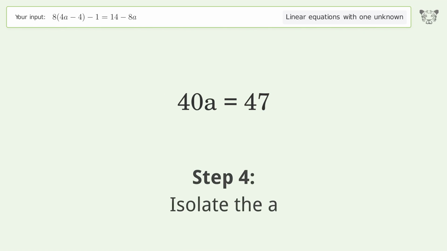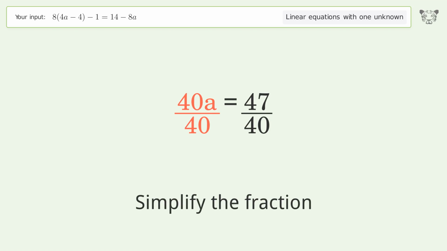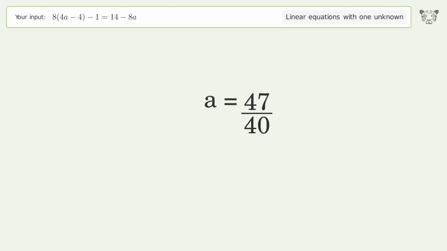Isolate the a. Divide both sides by 40. Simplify the fraction. And so the final result is a equals 47/40.